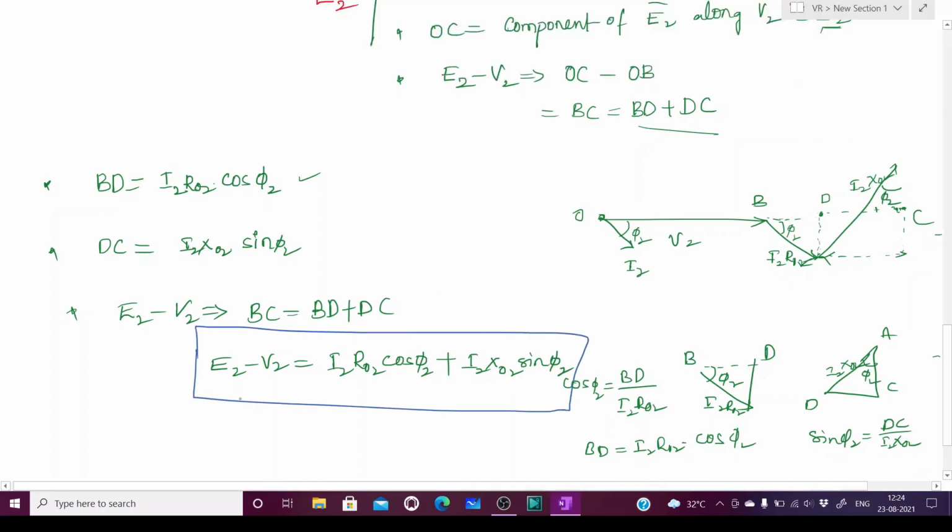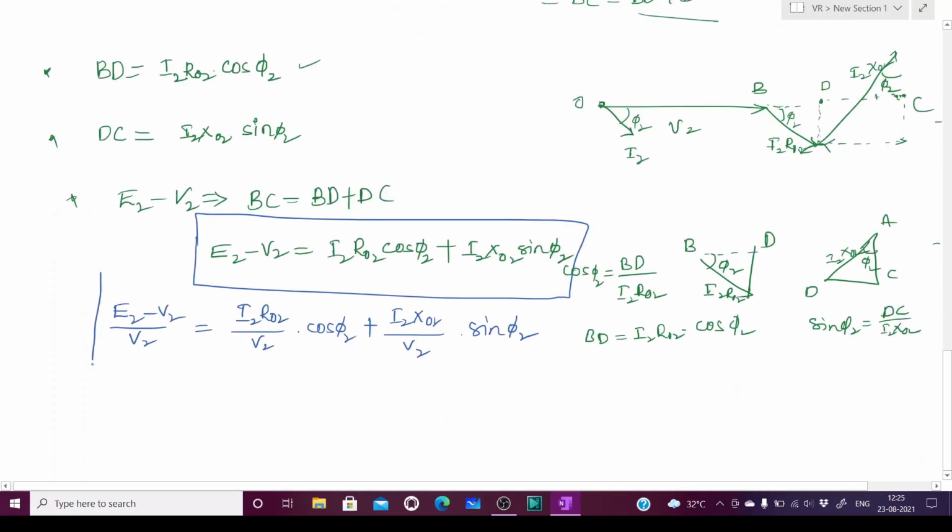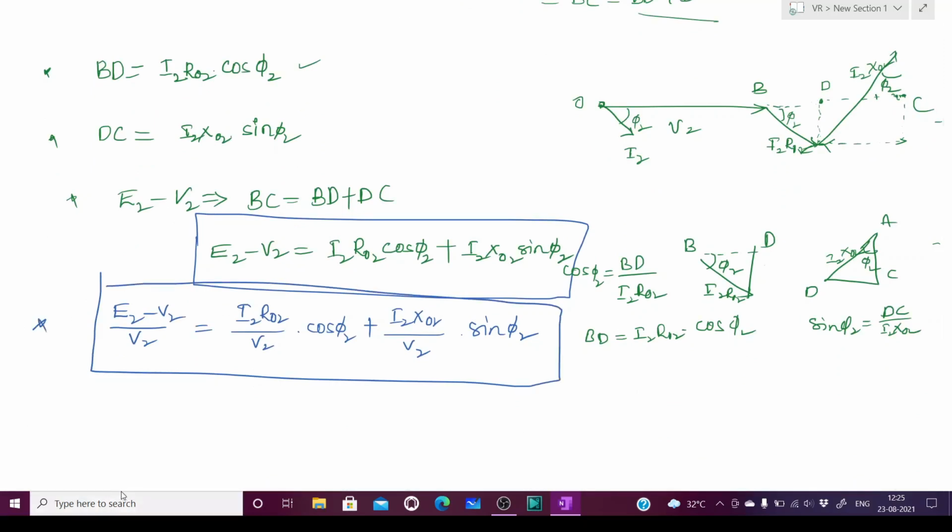If you divide this expression by V2 or E2, that will be your voltage regulation. So E2 minus V2 by V2 will be equal to I2 R02 by V2 into cos phi 2, plus, dividing with V2, I2 X02 by V2 into sin phi 2. So this is the expression for voltage regulation for a lagging power factor. This is the final expression.